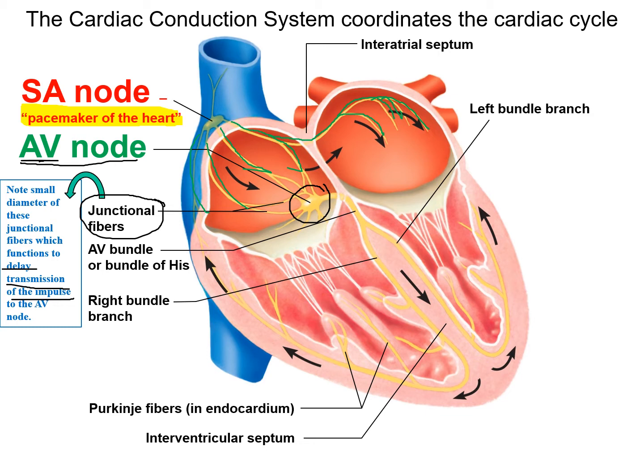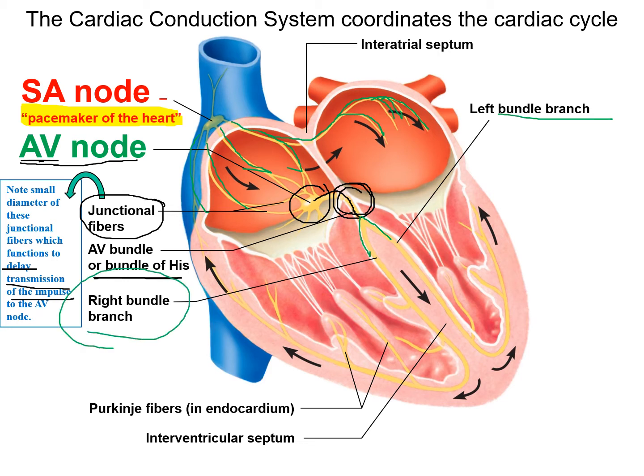So let's follow what happens to the impulses as they then leave the AV node. So here's our impulses. They arrive here. They then travel down a superior portion of the interventricular septum. This is sometimes called the AV bundle or bundle of His. And then the pathways branch. As you can see here in green, we have a right and a left bundle branch, they call them. Right and left bundle branches.